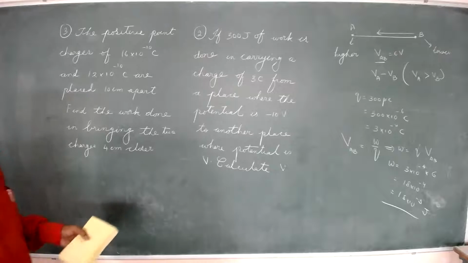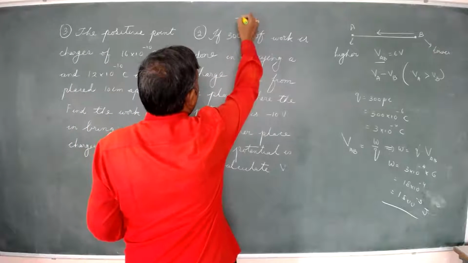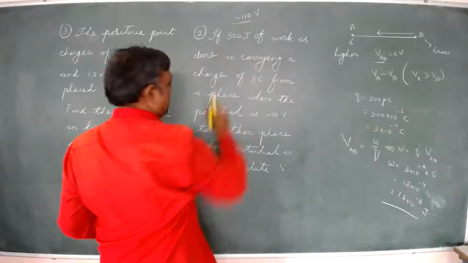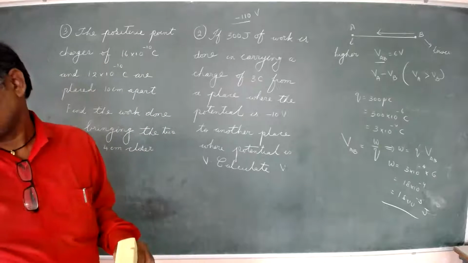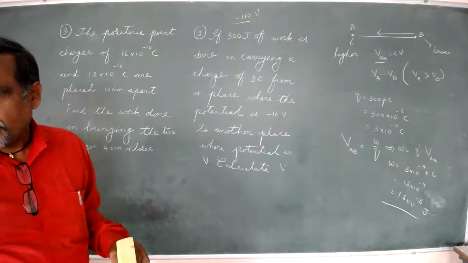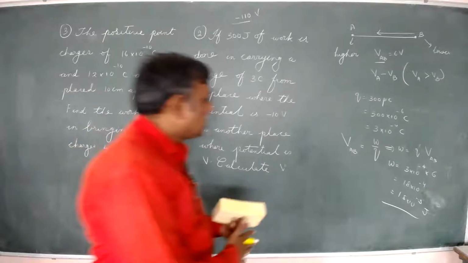110 volt. Minus 110, negative potential. Okay. So potential could be positive or negative. Anything. Potential could be positive or negative. Okay, so look at this.